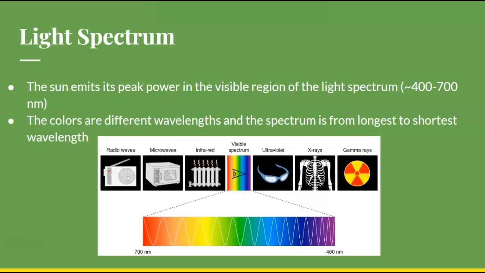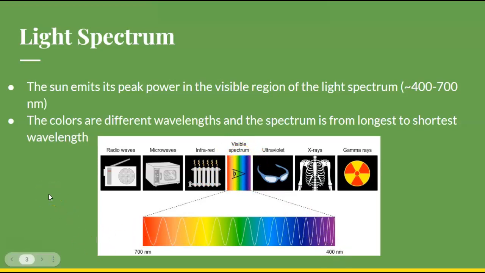Now, we care about the light spectrum, of course we do, but we care specifically about the sun and where it emits its peak power. So this happens in the visible region of the light spectrum, and in this case that's from 400 to 700 nanometers, and that's this area down here. Now there are other parts of the light spectrum that we are not going to talk about, like UV light, X-rays, right, gamma rays. These are not visible wavelengths for us as humans, and so yes, they exist, but we are going to focus in on the visible spectrum, which again is 400 to 700 nanometers.